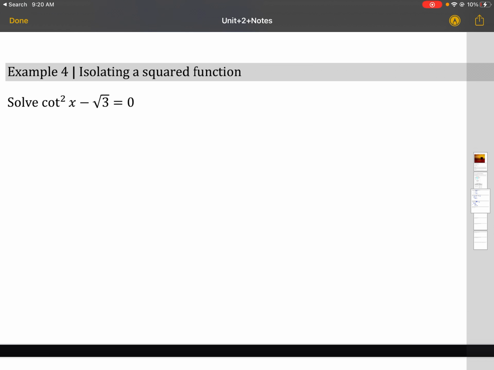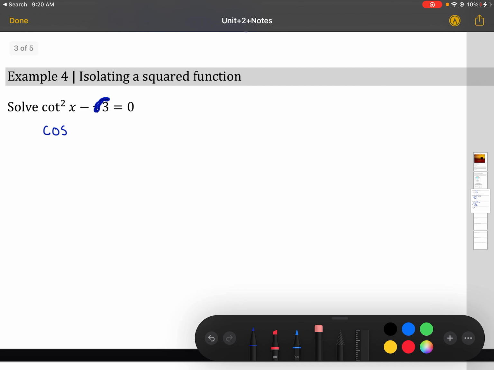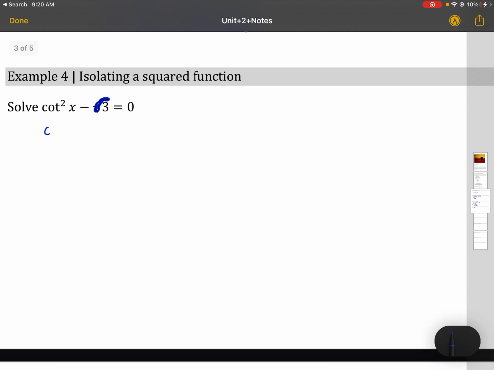Example 4, we are isolating a squared function. So cotangent squared x minus 3 equals 0. I'm sorry, this should just be a 3. Mr. Moore, you made a terrible mistake. This should just be 3. And it's cotangent, not cosine. So that should be cotangent squared x minus 3. My apologies. So we should get cotangent squared x equals 3.